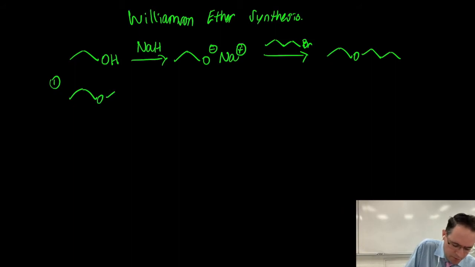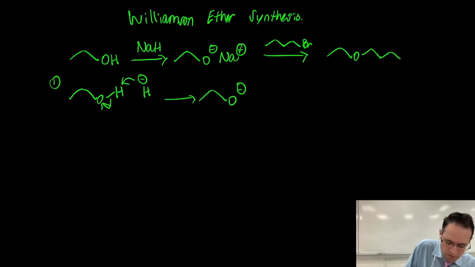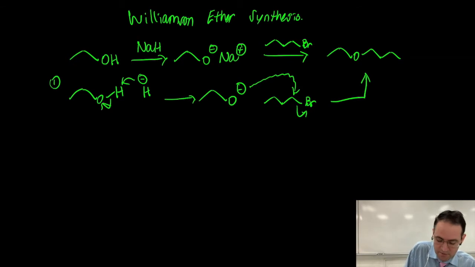In the first step, remember, we have an alcohol that reacts with hydride, which is a strong base, and that's going to deprotonate the alcohol to form the alkoxide. In the second step of the mechanism, when we add the alkyl halide, that's going to perform a substitution reaction by an SN2 reaction. So the negatively charged oxygen is going to attack the alpha carbon and kick off the halide to form the product. Okay, and that happens in step 2.